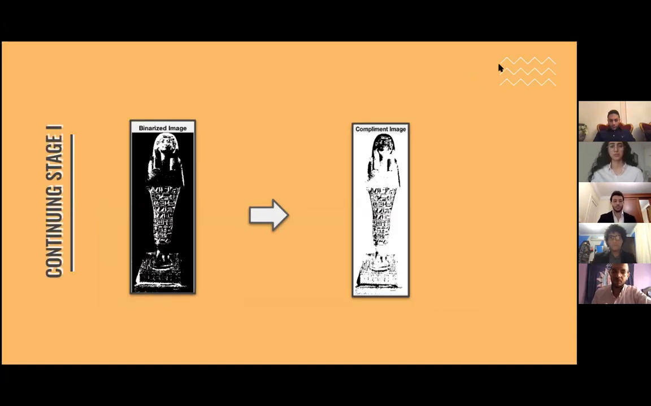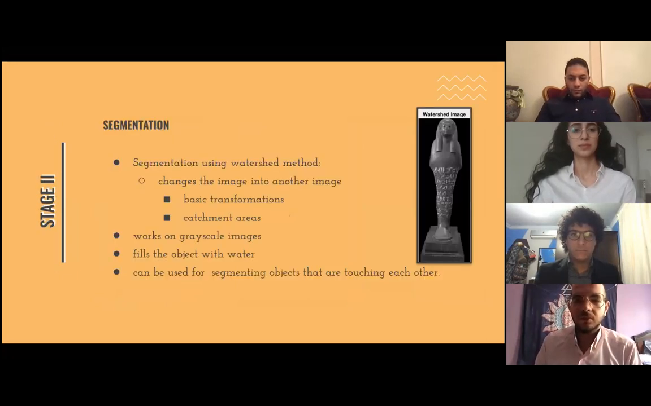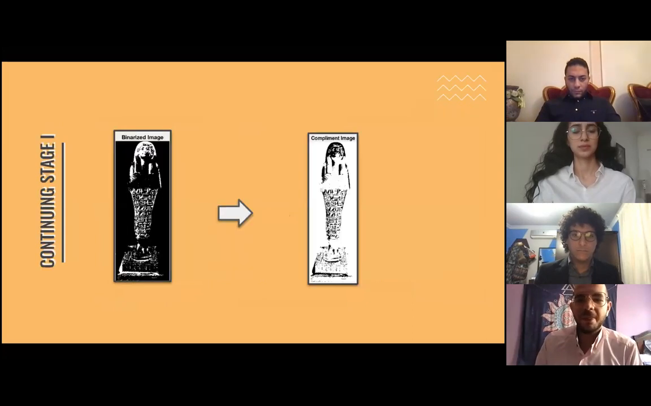And following that, the image is binarized to reduce the information contained within the image itself. This will help us compute the threshold that differentiates the object from the background. And finally, we complement the image to calculate the distance transform, which will be negated afterwards to be used by the watershed method that will be explained by my colleague Omar.